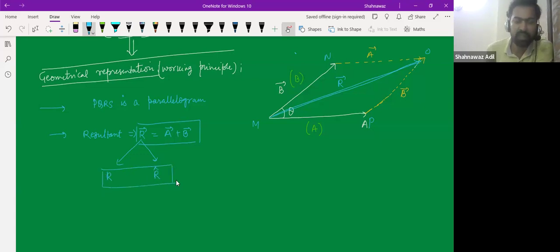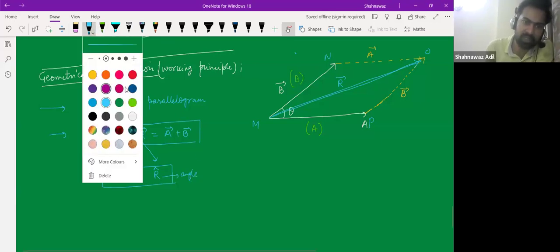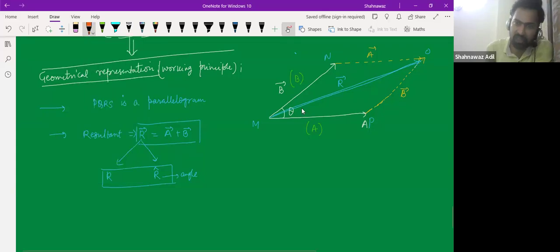So this is the direction, or we can find the angle. Let's say this angle is alpha. To calculate the magnitude, we will draw a perpendicular from here and then connect this. Can you tell me what this angle is? Theta, absolutely correct. So this is theta.